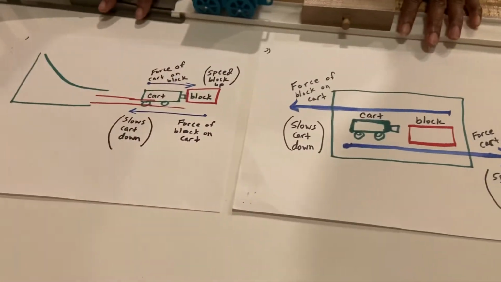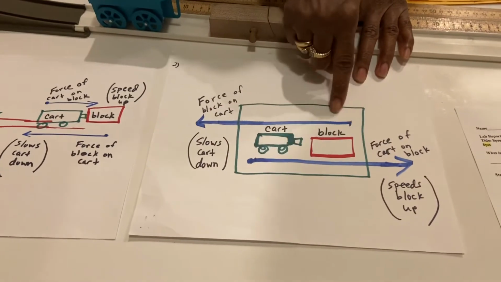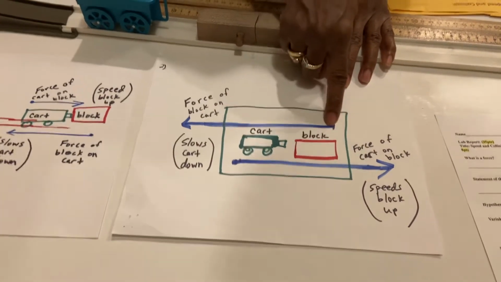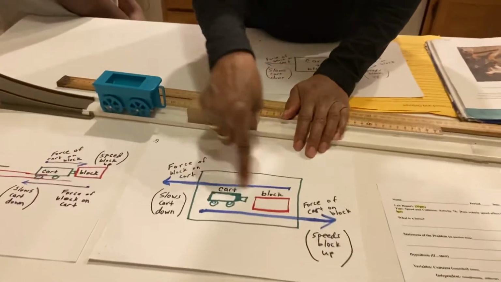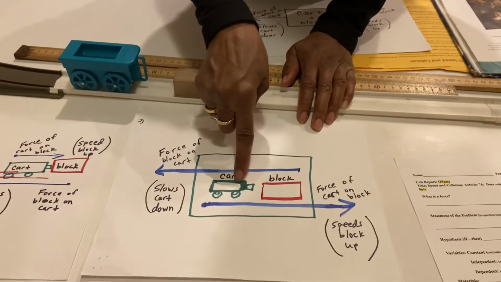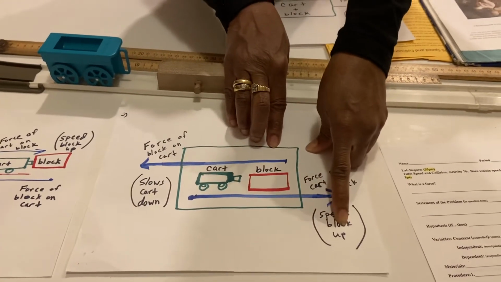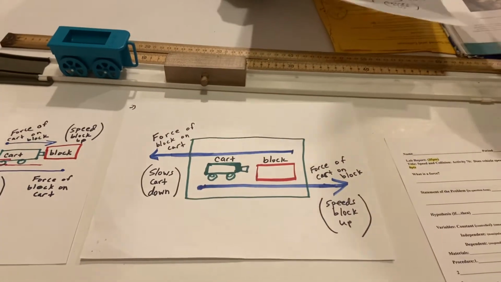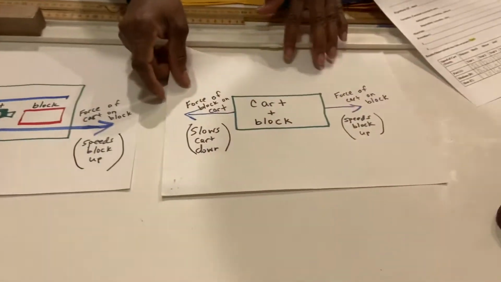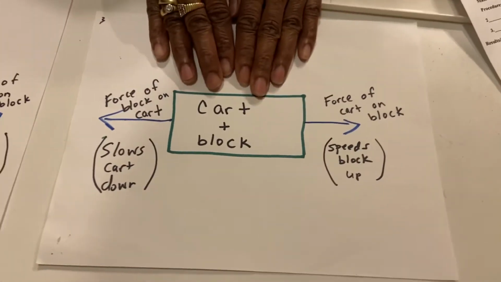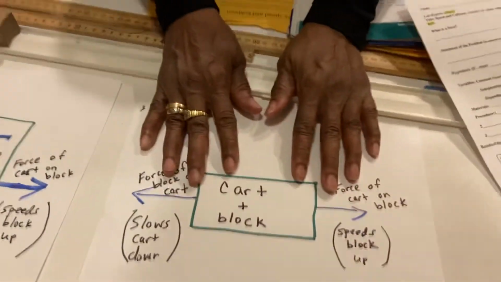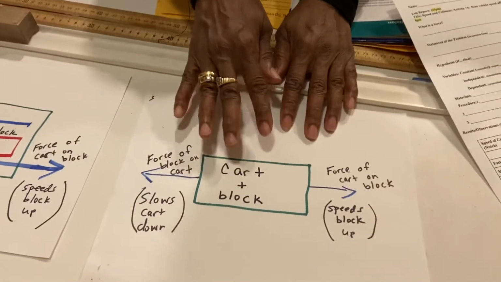This time we don't have the ramp in it, and we just have a box here. This shows that the block is exerting a force on the cart, the force of the block on the cart, which slows the cart down. The cart is exerting a force on the block, which speeds the block up. And then we have the last one. This is the way you're going to see it for a problem. You might see the first two when I'm teaching it, but you won't see them for a problem.